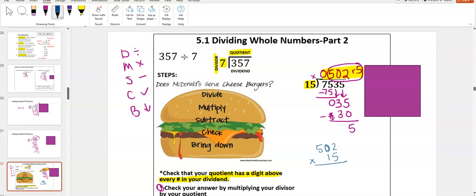Okay, so 5 times 2, 5, 2, 0, 5. Oh, I was like, wait a second, it's not right because I forgot about my remainder. I have to add that remainder to the end, and I get 7,535. And now I know, check, my answer is good, and I can move on.